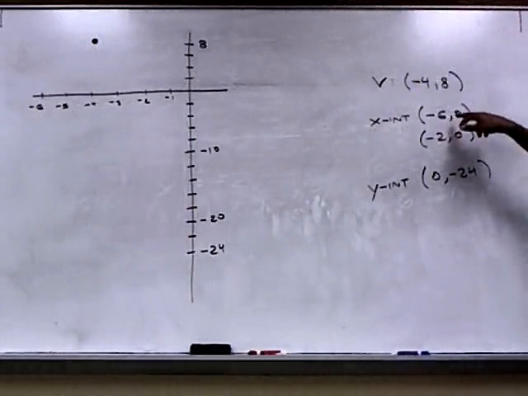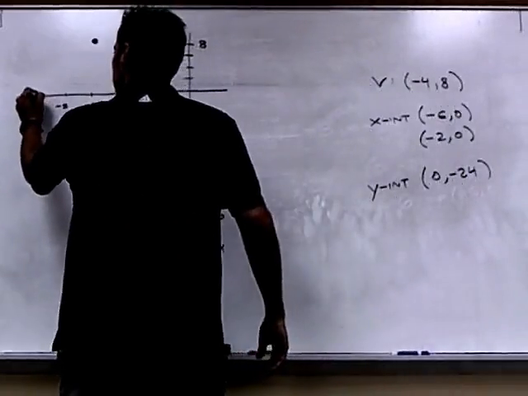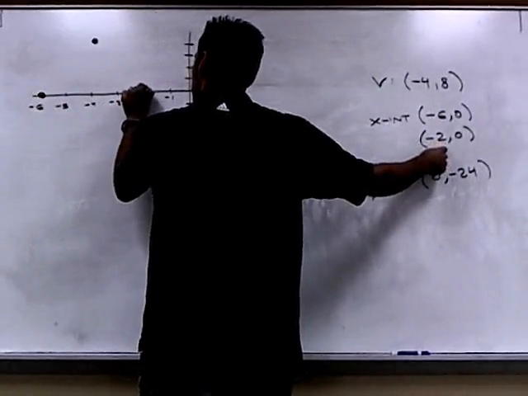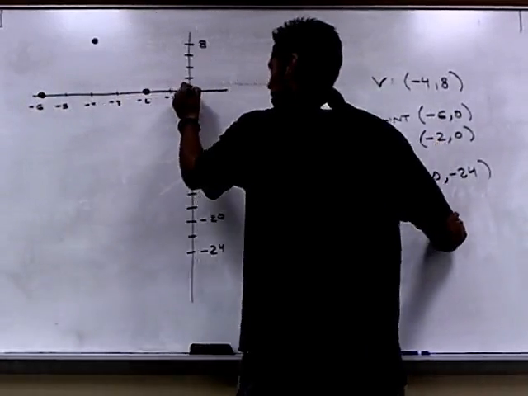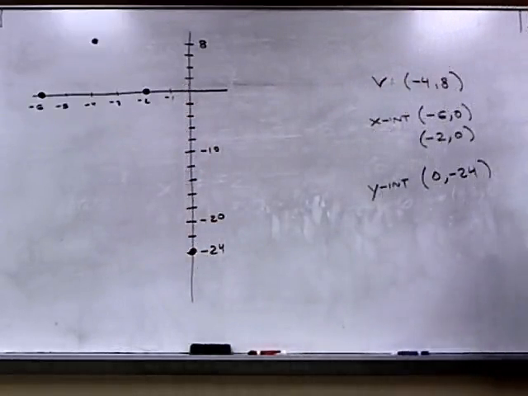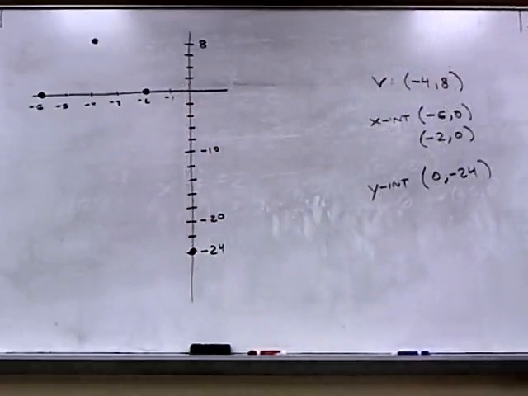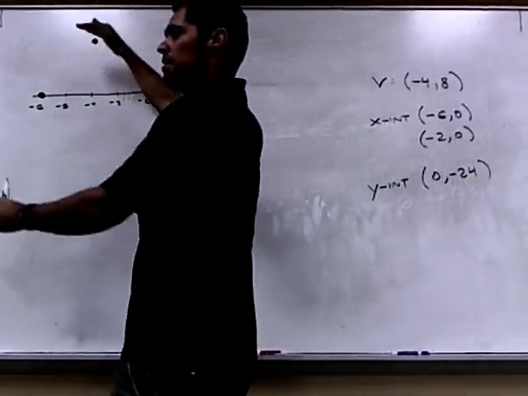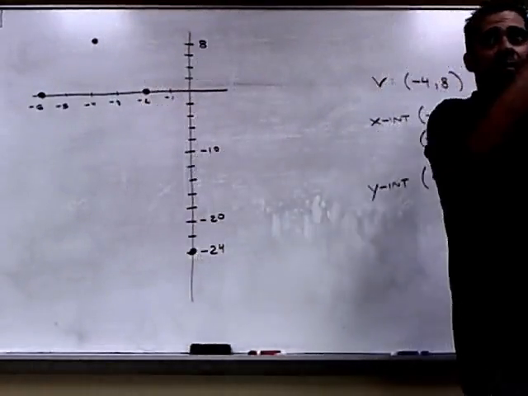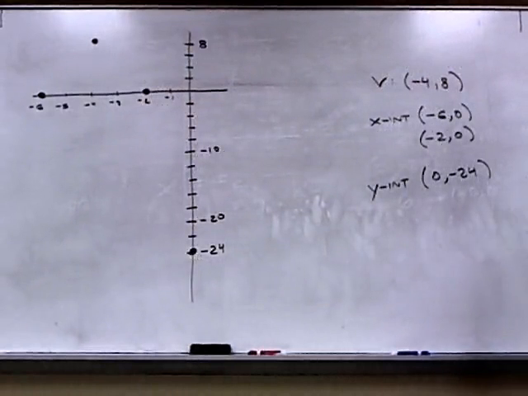X-intercept was at -6, 0. That's here. Another x-intercept was at -2, 0. And a y-intercept at 0, -24, which is down here. And your vertex is the highest point, right? It's the highest point. And this thing needs to look like a U, right? Not like a V, like a U.